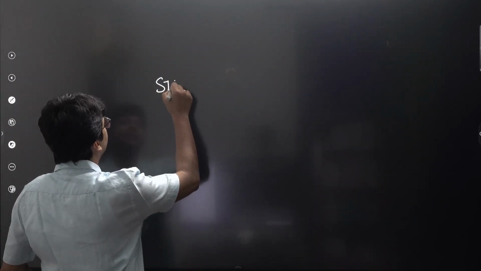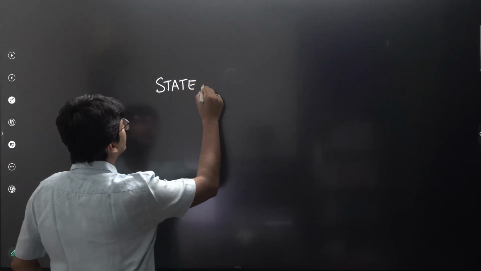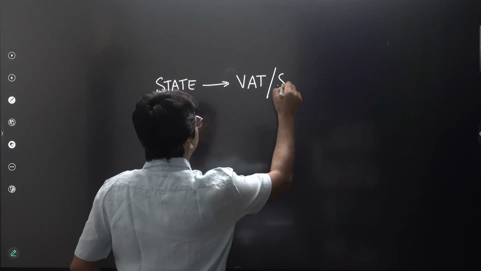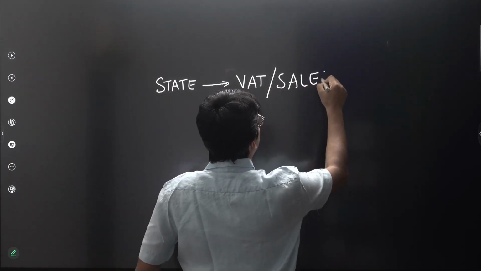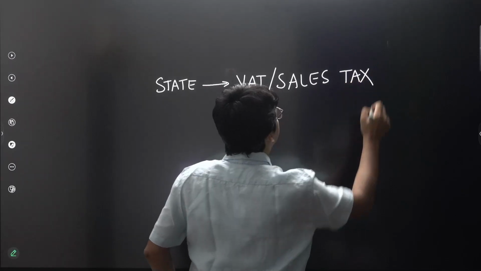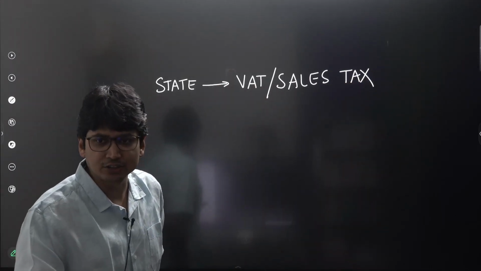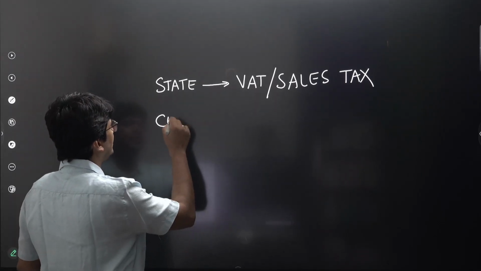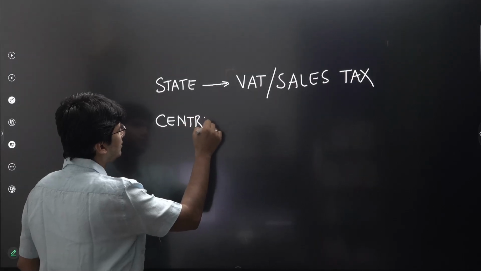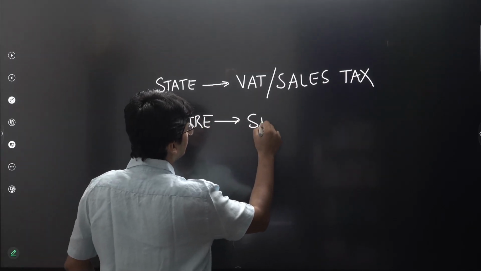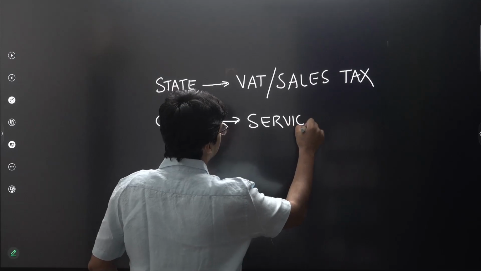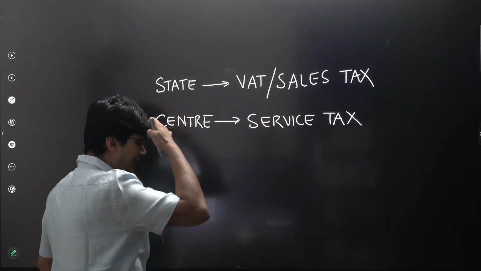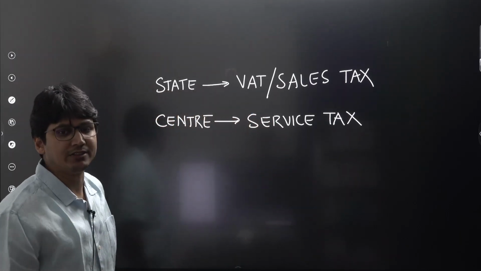Earlier, the state had power to collect VAT and sales tax. ये पावर सेंटर को नहीं था. Centre did not have this power to collect VAT and sales tax. Centre earlier had power to collect service tax and then appropriate the proceeds with the states. But states did not have power to collect service tax.